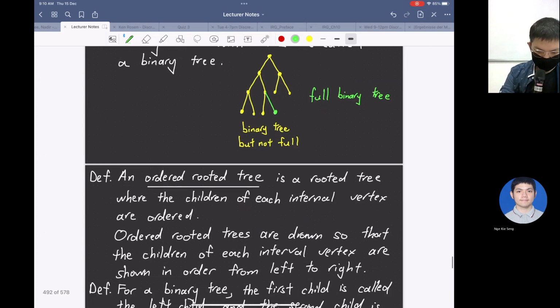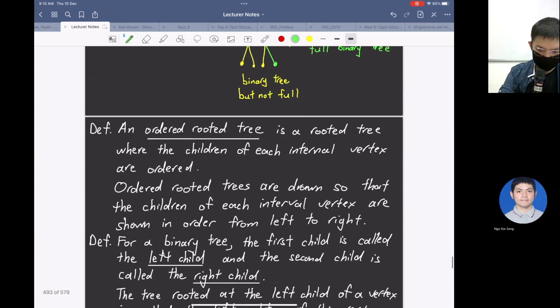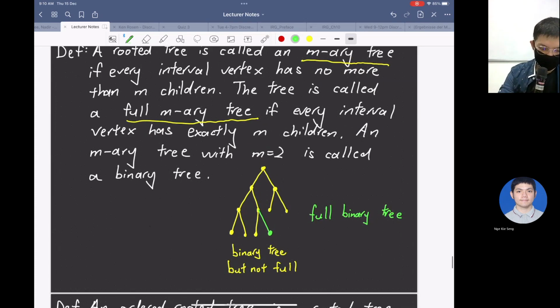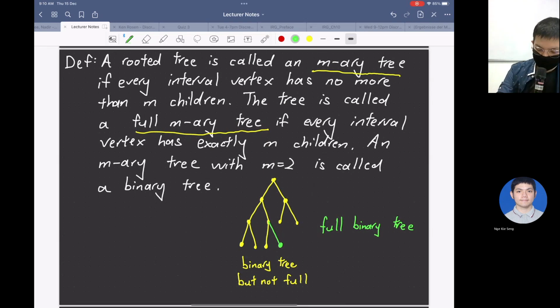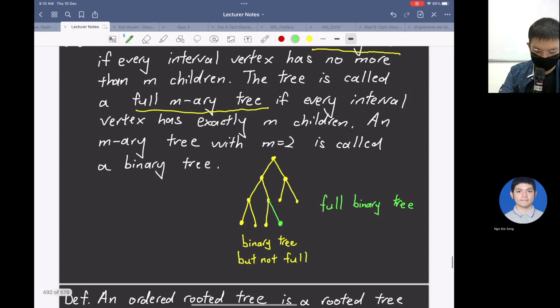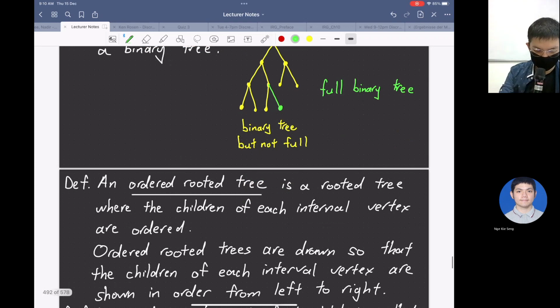Later we will form some theorems using a full binary tree. We can have some control on the number of leaves and the number of vertexes.